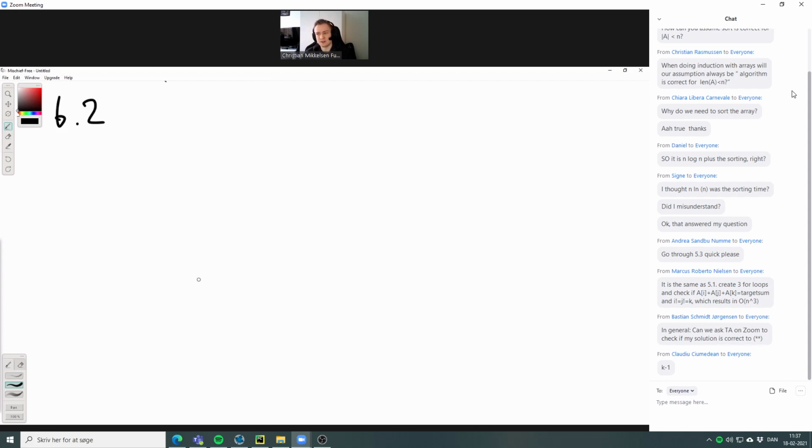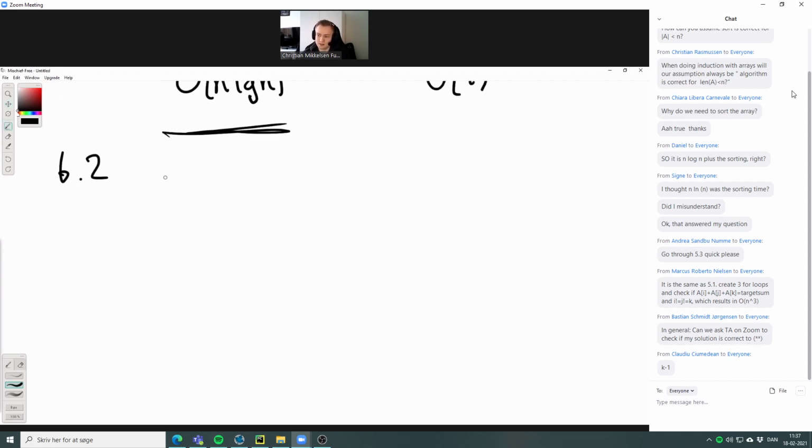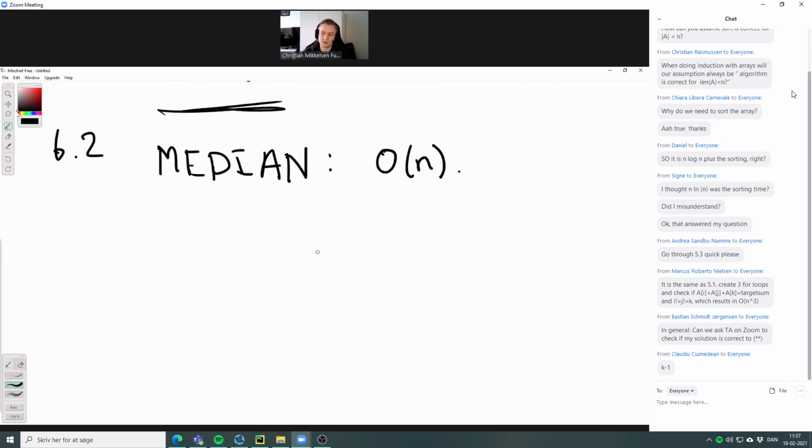And we are assuming that we have an algorithm that can return the median in linear time. Now, what does that mean? That means that it runs in O(n) time. So we can find the median in linear time, just like that. And now we are supposed to give an algorithm that can partition A into A low and A high.